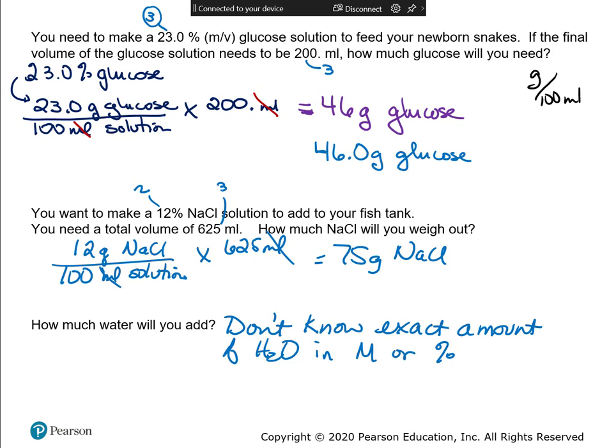And now remember, that 100, you don't count that. That's part of the percent. That's part of what percent means. So the 100 mil solution is not a measured number. The only ones you would go back and look at are the numbers in the problem when you're trying to figure out rounding. So 12%, I would take the 12. 625 mils, I'd look at those. So always just go back to those numbers.